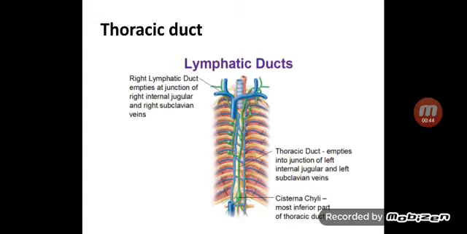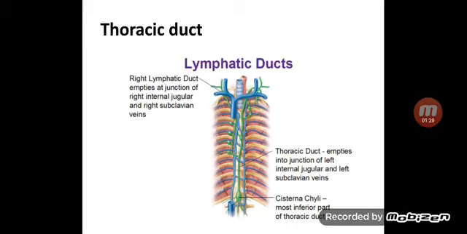Thoracic duct, it lies in the abdomen, in the posterior abdominal wall. So it starts in the abdomen as a dilated sac named cisterna chyli. It is located at the level of the second lumbar vertebra. It is formed by union of the lumbar lymphatic trunk with the intestinal lymphatic trunk.